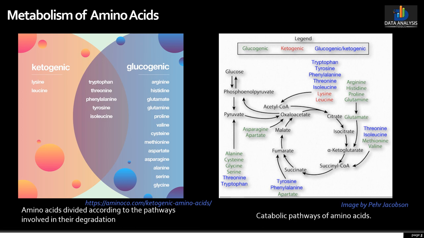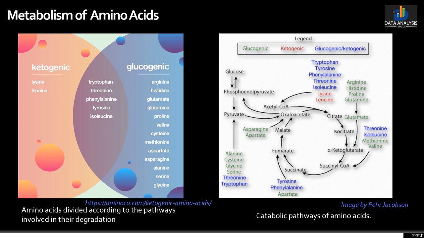As we already know, we categorize amino acids as essential or non-essential based on whether or not an organism can synthesize them. All of the amino acids, however, can be broken down by all organisms. They are, in fact, a source of energy for cells, particularly during times of starvation or for people on diets containing very low amounts of carbohydrates.